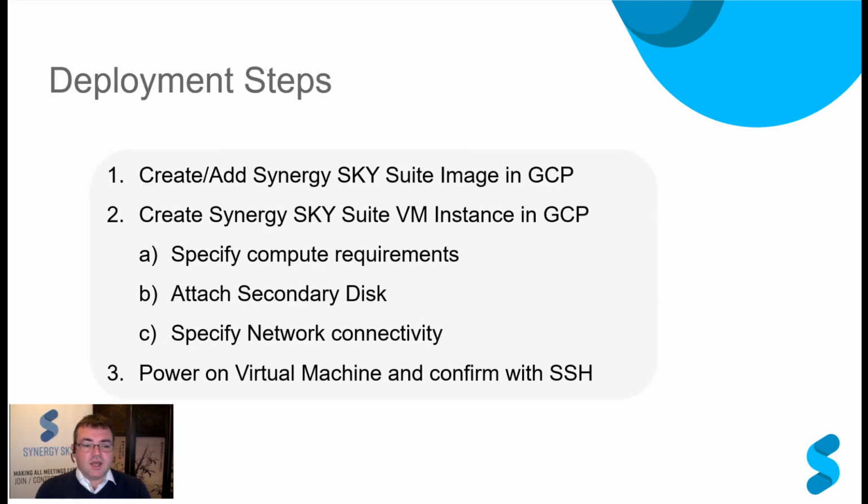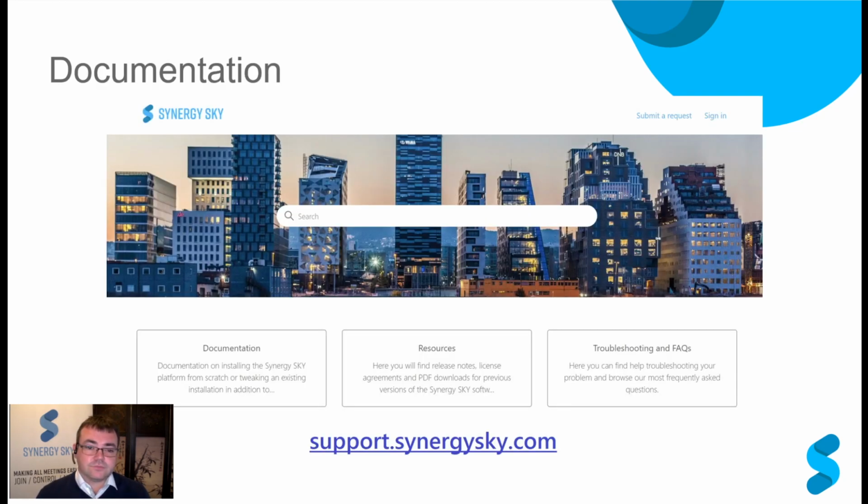Deployment steps: we're going to create or add the Synergy Sky Suite image into GCP. We're then going to create the virtual machine instance by specifying the compute requirements, attaching the secondary disk, and specifying network connectivity. And then we're going to power on the virtual machine and confirm access via SSH.